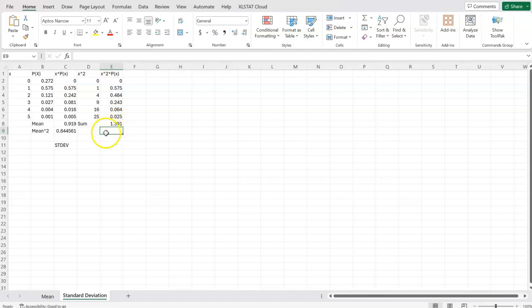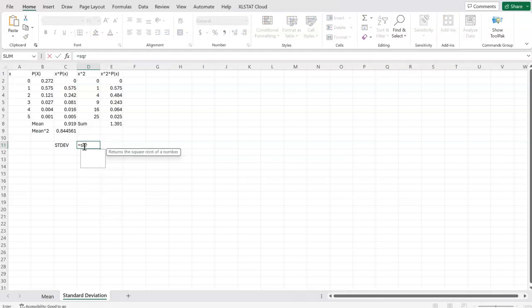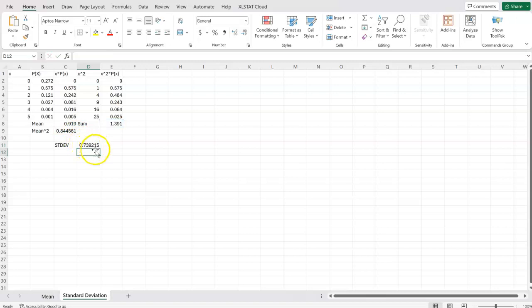And remember, now I want to do the sum of those minus the mean square. So for my standard deviation, I'm going to type in equal SQRT for square root, double click it. And you want to take the square root of the sum of those x squared times p of x's minus the mean square, which is what we calculated here. Close parentheses and hit enter. And that gives you your standard deviation, which is 0.739. If you round it to 2 decimal places, 0.74. 0.74 is your standard deviation, all right?